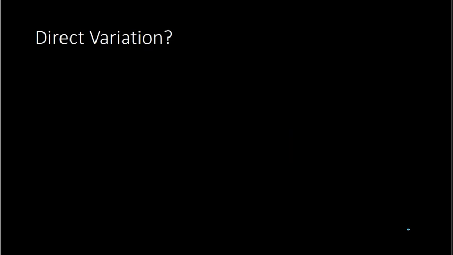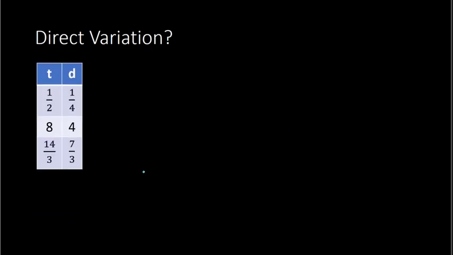Here is one more example with a table. And here we have fractions. So the question is, do we have a direct variation? And if so, what is the equation and what is the constant of variation? To determine this, we could do the d column divided by the t column, like 1/4 divided by 1/2. That's one way to do it.